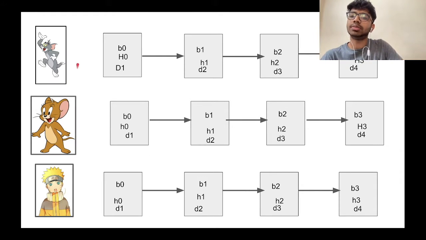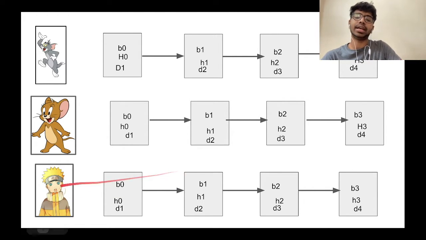So we'll try to visualize blockchain over here. We have Tom, we have Jerry, and we have Naruto. They all have the same blockchain. B0, B1, B2, B3 is nothing but block 0, block 1, block 2, block 3. H0, H1, H2, H3 is nothing but hash 0, hash 1, hash 2, hash 3. And D1, D2, D3, D4 is nothing but data 1, data 2, data 3, data 4. It's the same for Tom, the same for Jerry, and the same for Naruto.